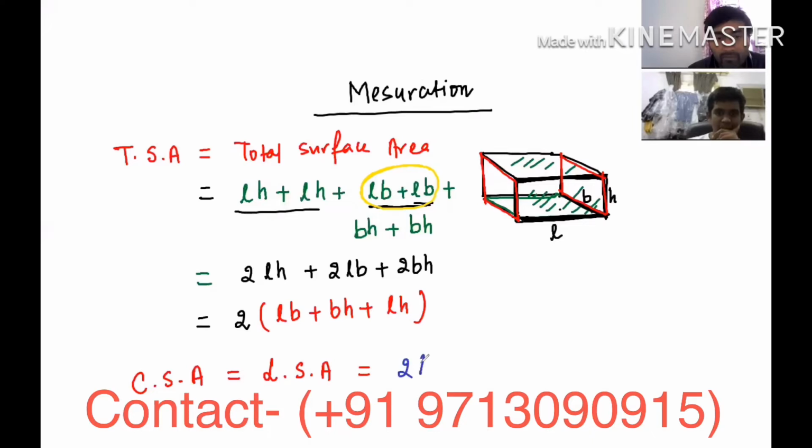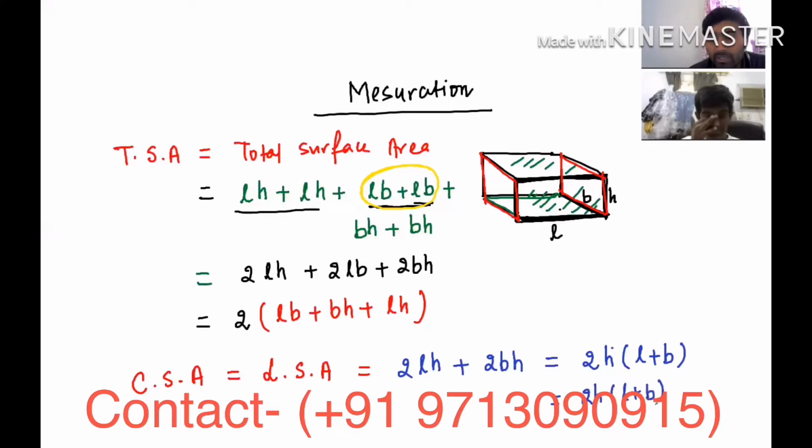So now we are left with 2LH and 2BH. Now we take 2 common, H common. So it will be L plus B. So we can say that the curved surface area is 2H times L plus B. Fine? It's okay?